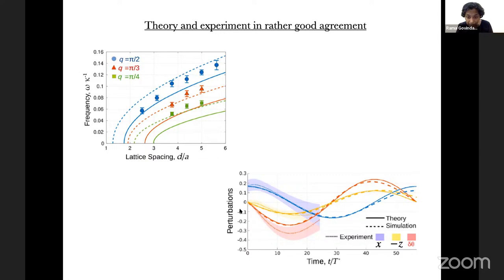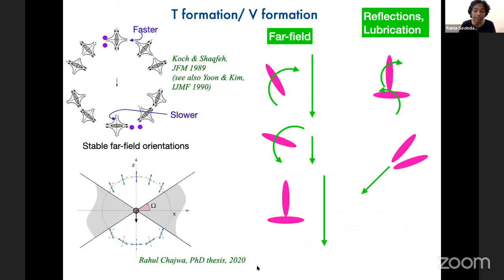So you see that broadly the experiment and theory look like each other in the x perturbation, the z perturbation, and the theta. So we believe that we've actually demonstrated transient growth in the lab. Okay, so that was about what we saw in the experiment and how it looked in the numerics.